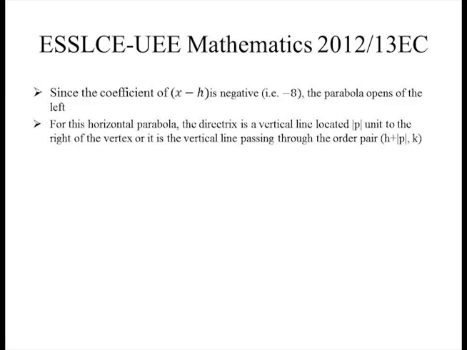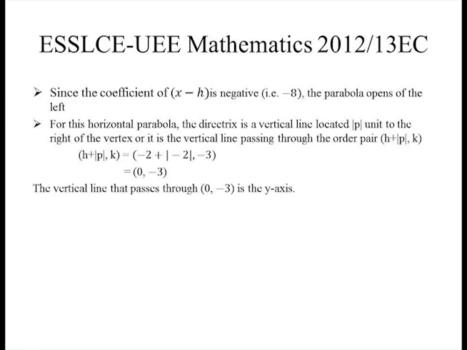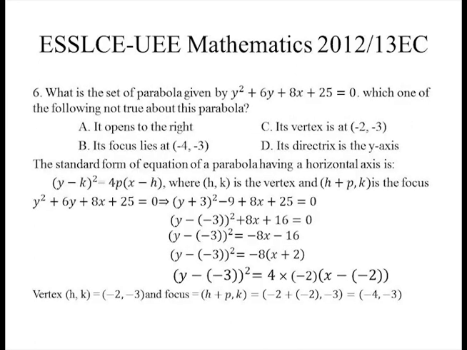For this horizontal parabola, the directrix is a vertical line located absolute value of p units to the right of the vertex, or its vertical line passes through the ordered pair h plus absolute value of p comma k. H plus absolute value of p comma k is equal to h, which is negative 2, plus absolute value of p, comma k, which is negative 3. Negative 2 plus absolute value of negative 2, which is positive 2, so negative 2 plus positive 2 is 0, comma negative 3. The vertical line that passes through 0 comma negative 3 is the y-axis, so choice D is true. Choice A is the last alternative, meaning the statement which is not true is choice A.